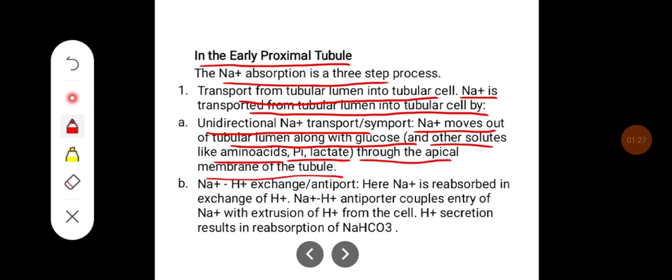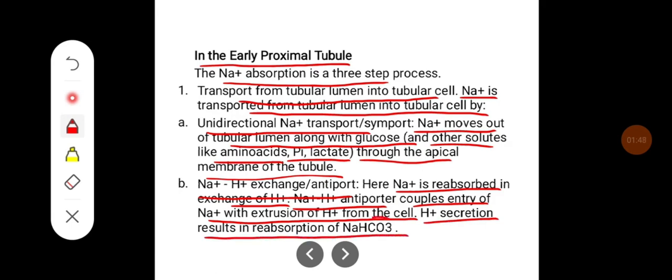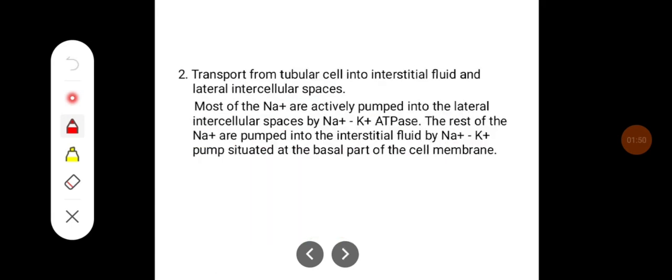Then it can also be with a sodium-hydrogen exchange, which is the antiport here. Sodium is reabsorbed in exchange with H plus ion, and the sodium-hydrogen antiporter couples the entry of sodium with exclusion of H plus ion from the cell, and H plus secretion results in reabsorption of the bicarbonates as well.